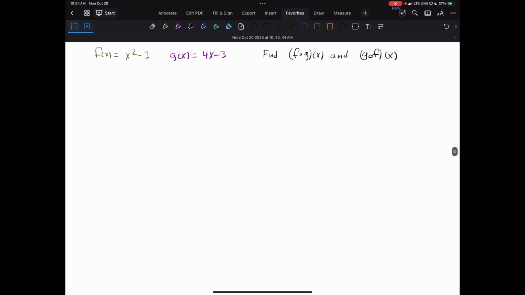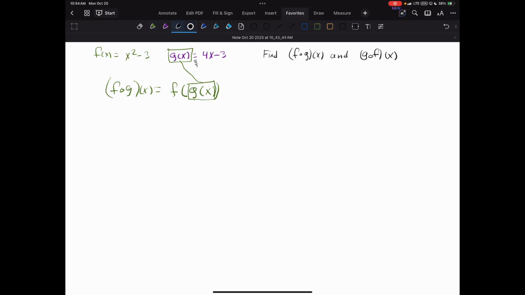All right. It says f circle g, which I always think looks like fog, but no, it's f circle g of x. And what does that mean? f circle g of x translates directly to, and I read this left to right, f of g of x. Well, that tells me that my g of x is the same as this g of x.